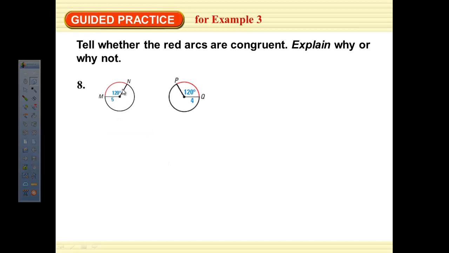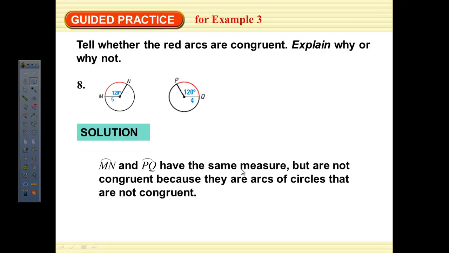And in this case, you notice that the central angles are equal, but the radii are different. Therefore, since the radius here is bigger than the radius here, we can say that arc MN is not congruent to arc PQ. And again, they have the same measure, but they're not congruent because the arcs of the circle are not congruent. And that's because the two circles are not congruent.